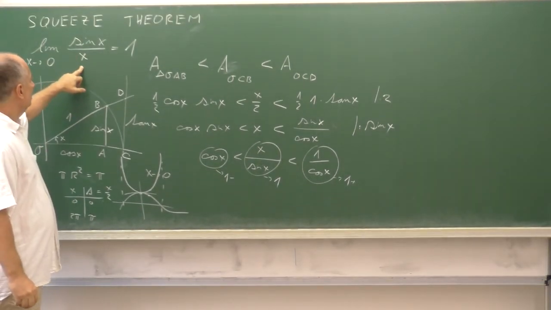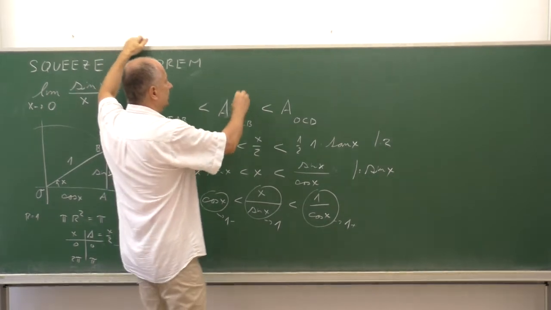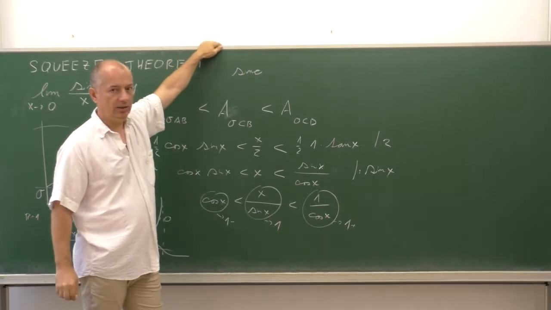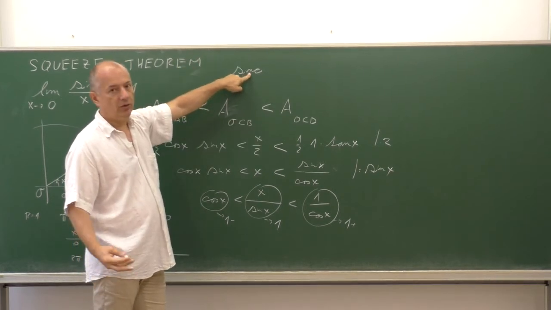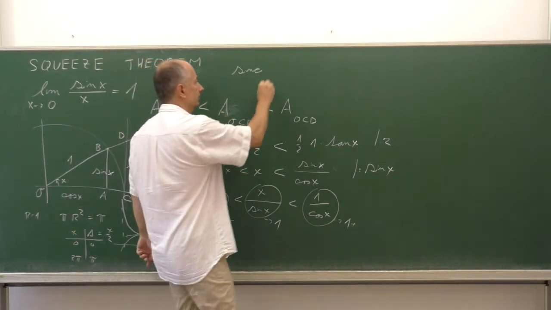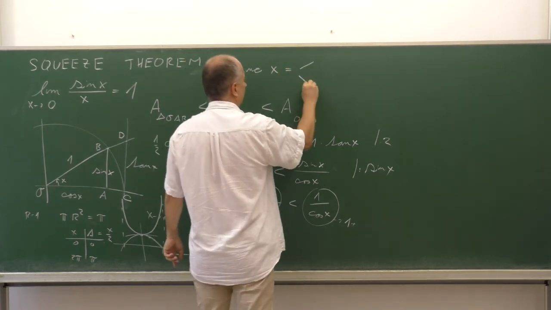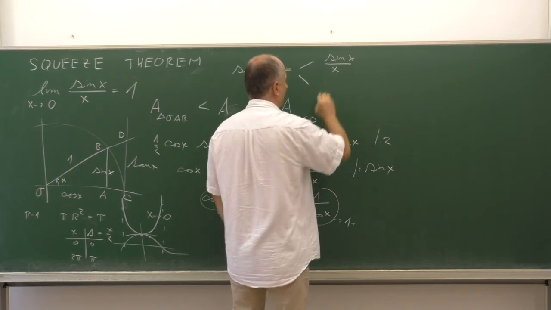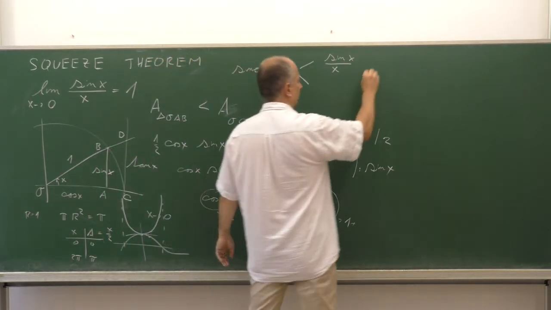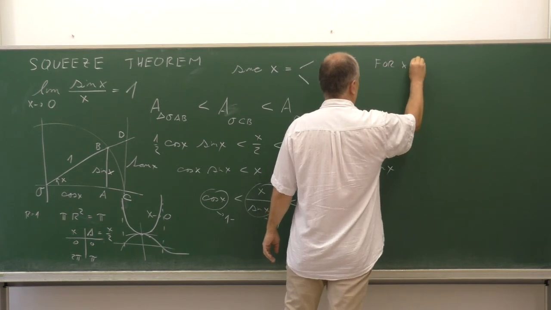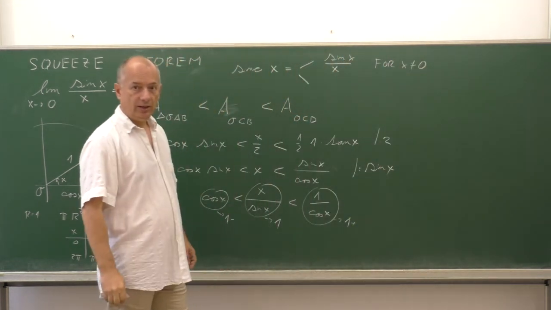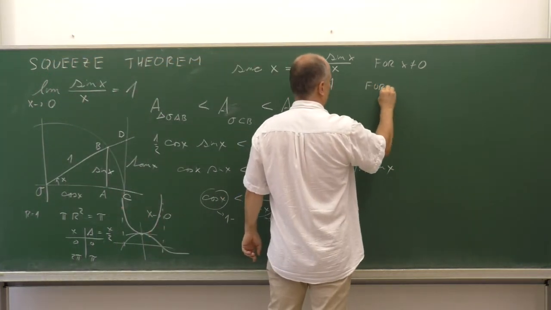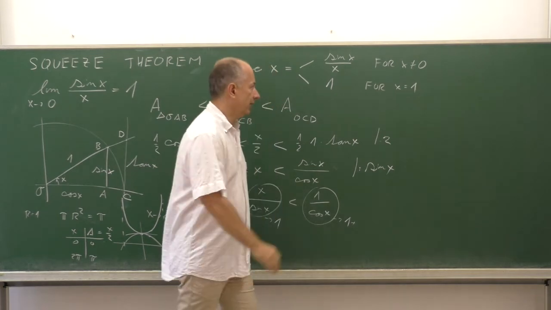So, if we know this result, we can consider the following function. It is called cardinal sine, spelled S-I-N-C, from sine and C from cardinal. And this function is defined by two formulas. It is equal to sine of x divided by x, for x different from 0, and it is equal to 1 for x equal to 0.